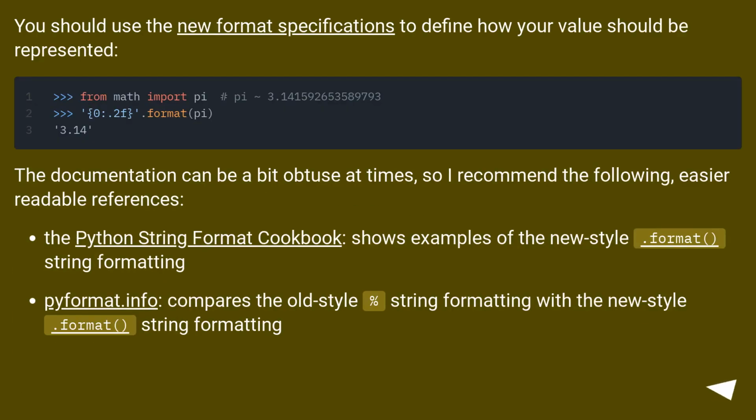You should use the new format specifications to define how your value should be represented. The documentation can be a bit obtuse at times, so I recommend the following, easier readable references. The Python String Format Cookbook shows examples of the new style, .format, string formatting. pyformat.info compares the old style % string formatting with the new style, .format, string formatting.